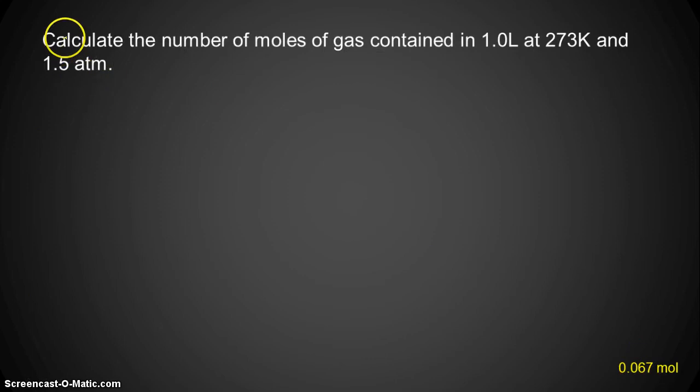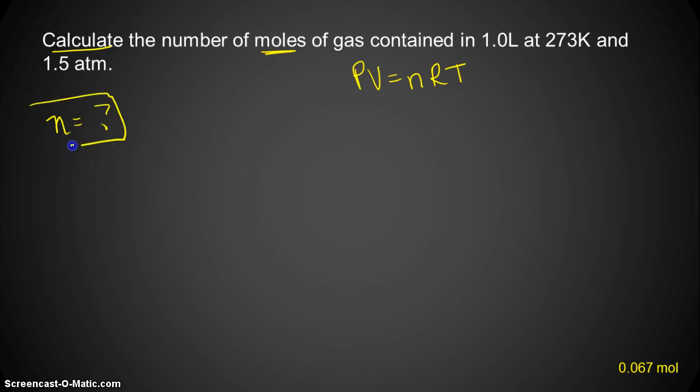And finally, we have: calculate the number of moles of gas contained in 1 liter at 273 Kelvin and 1.5 atmospheres. Once again, I do not have before and after scenarios, so I'm going to assume that I'm going to be using the ideal gas law. Here I don't have a question word, but I have an instruction word. It tells me to calculate something. They want me to calculate the number of moles. So moles is n, and so n is what I don't know. That's what I'm trying to find. So n is what I'm going to need to get all by itself.